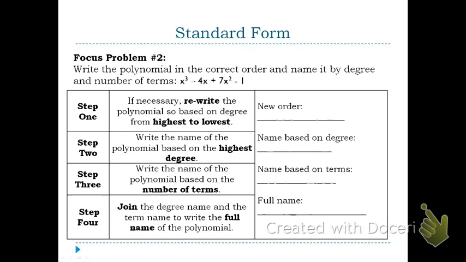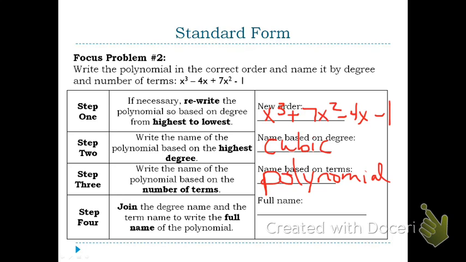So our next example. The correct order, the highest degree is x to the third, so we have x to the third plus 7x squared minus 4x minus 1. The name based on the degree is cubic. Good. And the name based on the number of terms is, it has more than 3. Anything more than 3 is called a polynomial. So the full name is cubic polynomial.